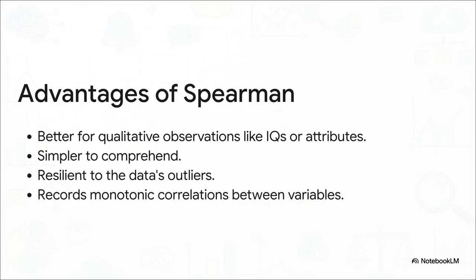It's great for qualitative data, where you have an order, but maybe not a precise measurement. Think things like rankings or preferences. It's simpler to wrap your head around. And because one weirdly extreme value doesn't really change the order of the data, it's super resilient to outliers. Plus, it can spot what we call monotonic relationships, ones that are consistently going up or down, even if they aren't in a perfect straight line.